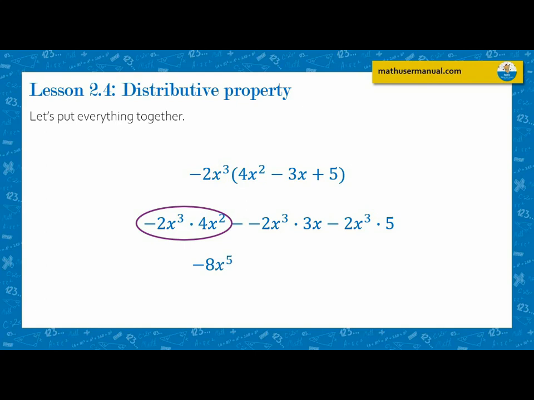All right, so now that we know the rules, let's multiply. Negative 2x to the power of 3 times 4x squared. Well, the 2 and the 4 is 8. The x cubed and the x squared is x to the power of 5, and the negative is negative. Then negative 2x to the power of 3 times 3x. The 2 and the 3 is 6. X to the power of 3 and x is x to the power of 4. And we have a double negative, so it turns into positive. And finally, negative 2x to the power of 3 times 5. The 2 and the 5 multiply, and that's a 10, and we keep the negative, so negative 10x to the power of 3.